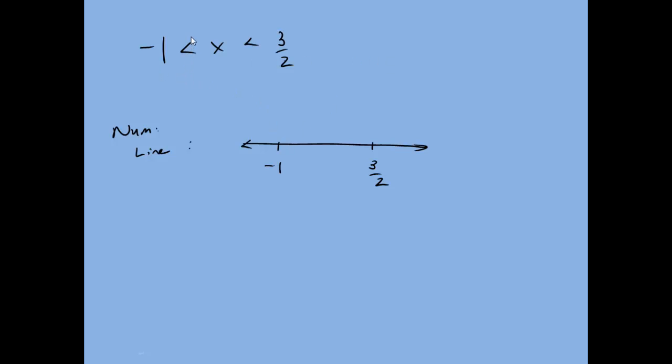So when you see a less than, and there's no equal to on it, you want to use an open circle on that number. So negative 1 is less than x. We want an open circle there. And on 3 halves, this is less than, there's no equal to on it, so it's an open circle as well. And this x being in between them tells us we want to shade everything in between. So we're shading in between there, and that's what our number line would look like.